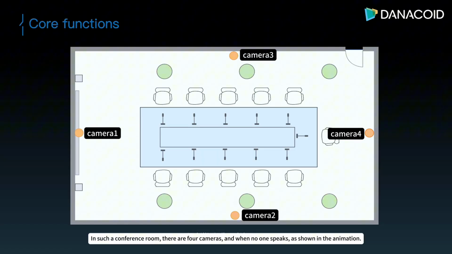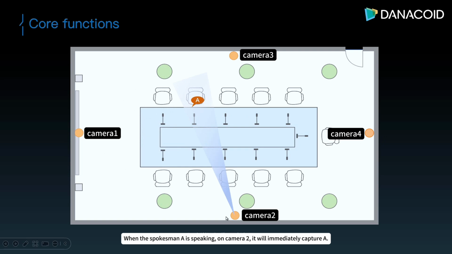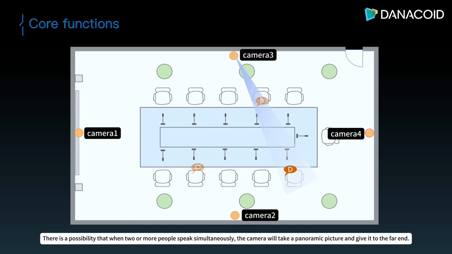Let's take a look. In such a conference room, there are 4 cameras, and when no one speaks, as shown in the animation, when the spokesperson A is speaking, camera 2 will immediately capture A. When the spokesperson B is speaking, camera 2 will quickly go to photograph B. When the spokesperson C speaks, camera 3 captures C. And if the spokesperson D is speaking, camera 3 will capture D. When 2 or more people speak simultaneously, the camera will take a panoramic picture and give it to the far end.